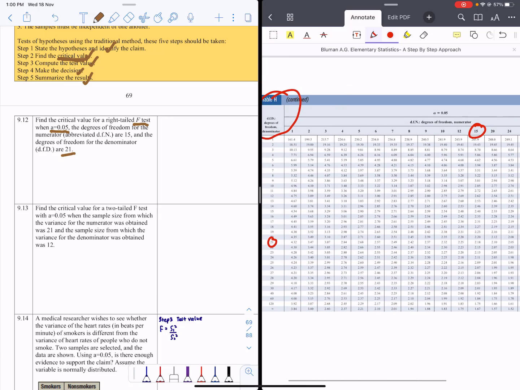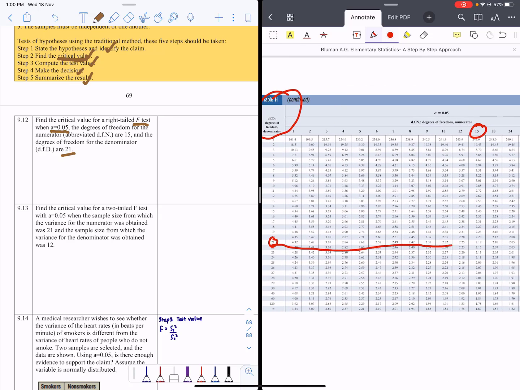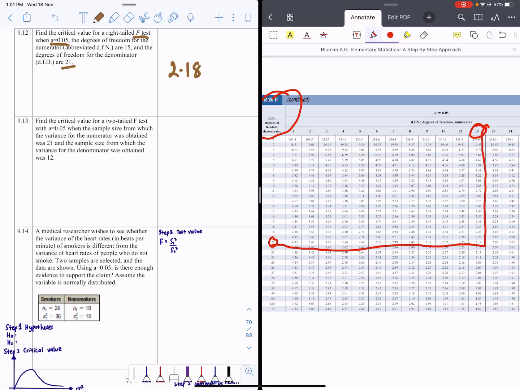Then you try to align them, so that we have 2.18. Okay, this one you try to do by yourself. I want to explain about 9.14, in the page of 532.